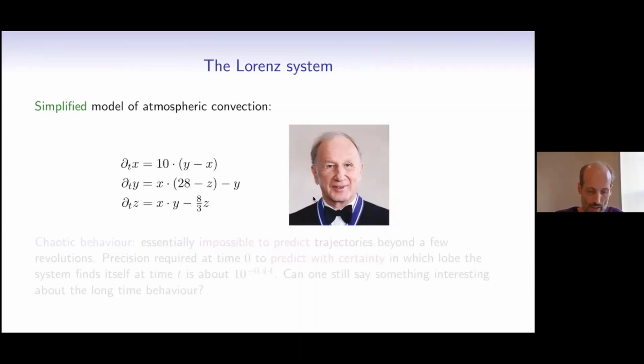So he came up with this very simple model of atmospheric convection, right? He was a meteorologist, so he was interested in how the atmosphere behaves. And he came up with this little toy model, which has only 3 parameters. So you have this differential equation in 3 unknowns. And the right-hand side looks very simple.